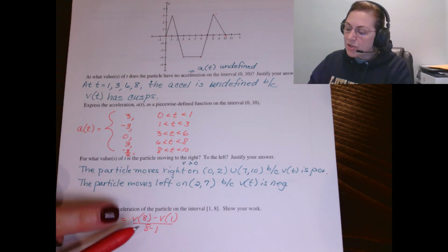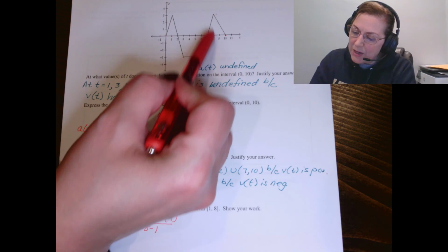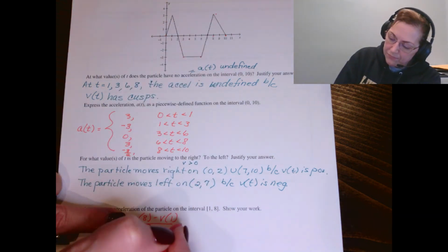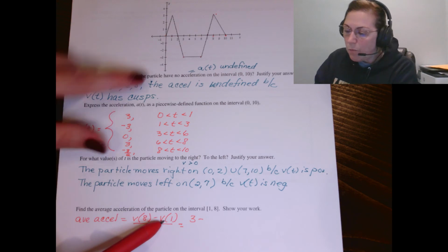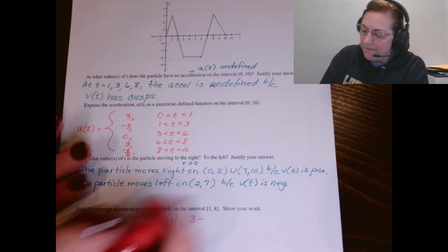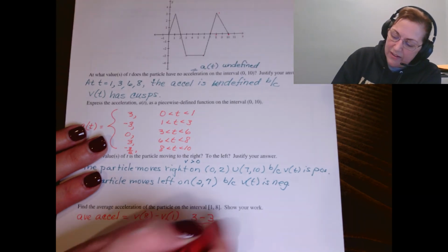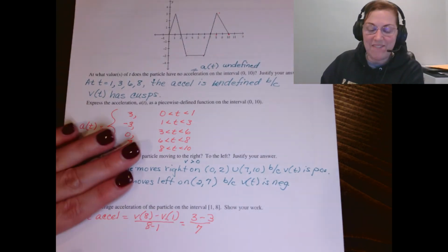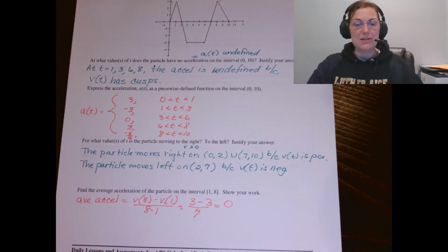Okay, so go to your graph and let's find the y value at 8. The y value at 8 is 3. Then you go find the y value at 1, which is also 3. And then 8 minus 1 is 7. So I'm getting an average acceleration of 0 there.